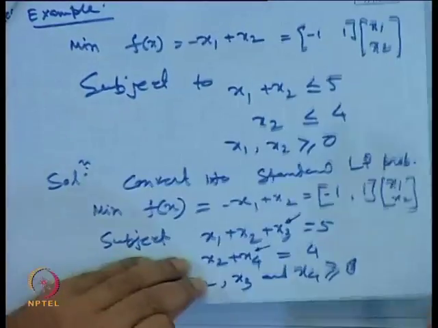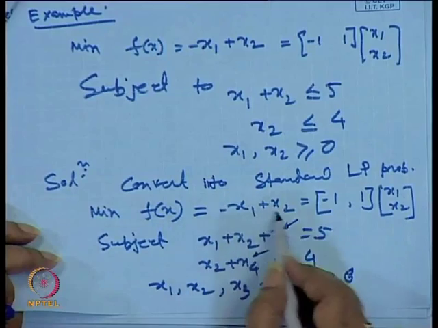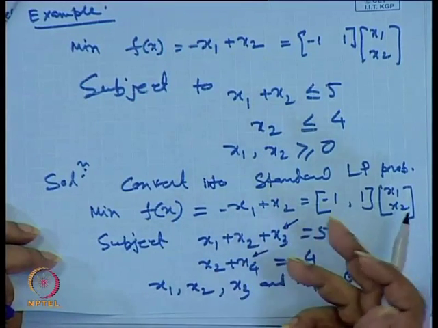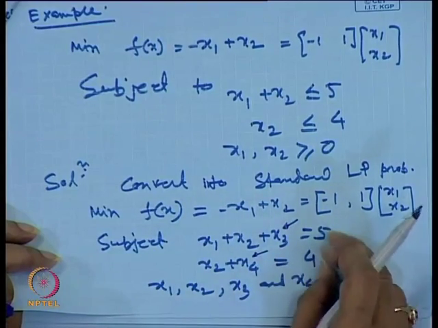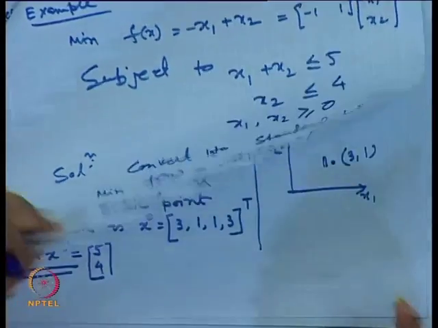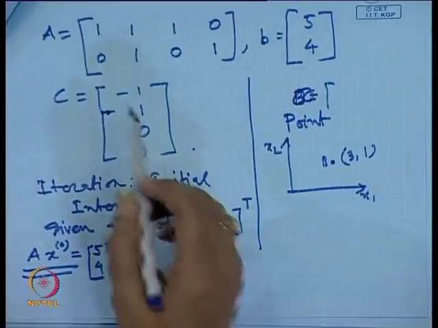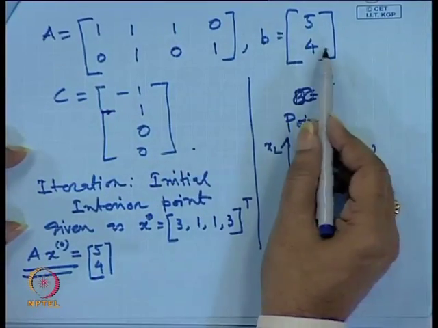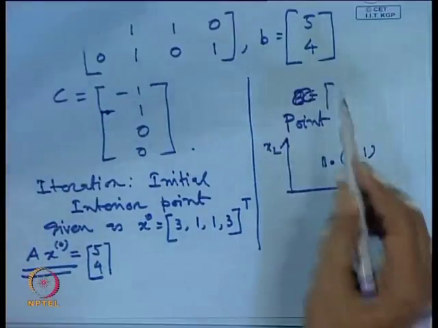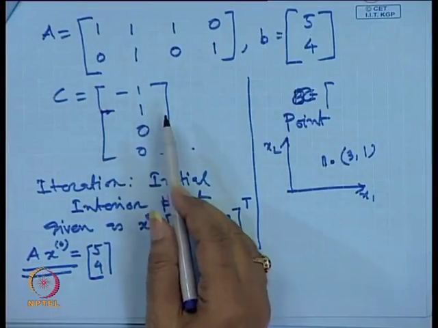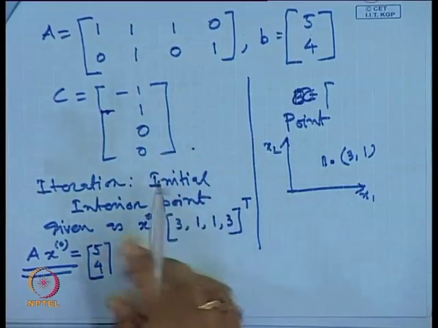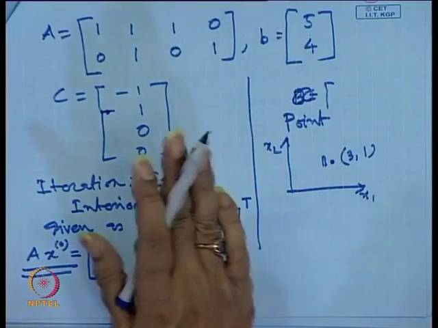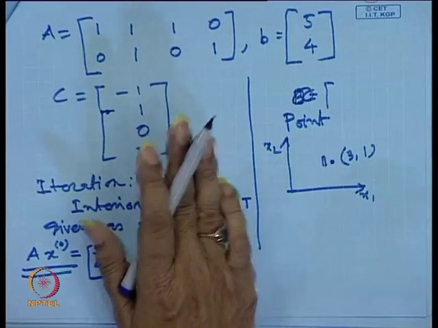Next step, we define f(x) in the form c transpose x, and the equality constraint as A x equals b. So, according to this problem, A is this matrix, b is the right hand side of the equality constraints, 5 and 4, and c is the coefficient vector associated with the objective function. So our problem is now to solve using the interior point method.